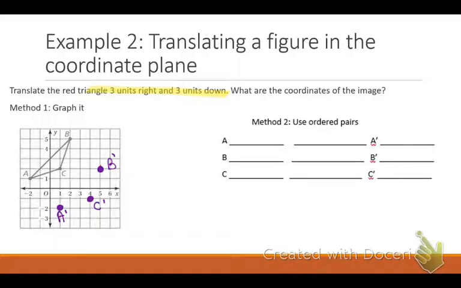Now we're going to connect these points with a dotted line. So again, why do you think I would use a dotted line on the image versus a solid line? For the same reason as the apostrophe, so that they know it's not the original one. That's exactly right. Okay, and when you look at these figures, they should look like the same figure. All right, and that is a translation.